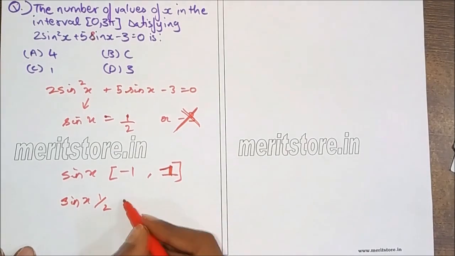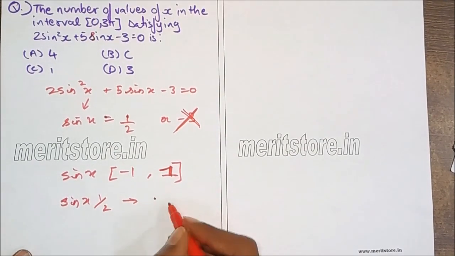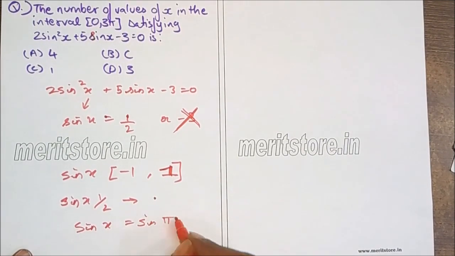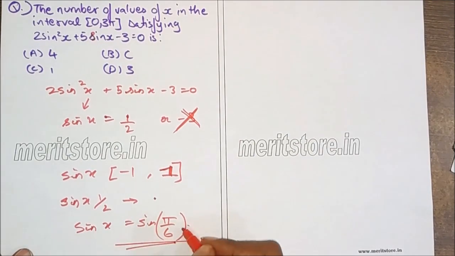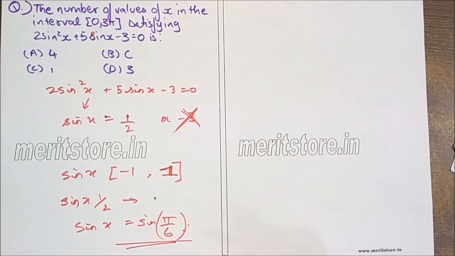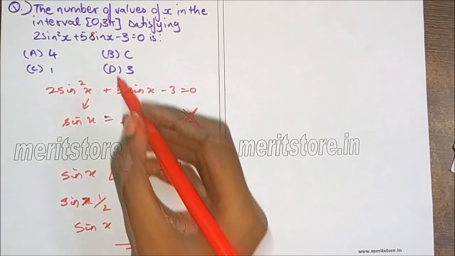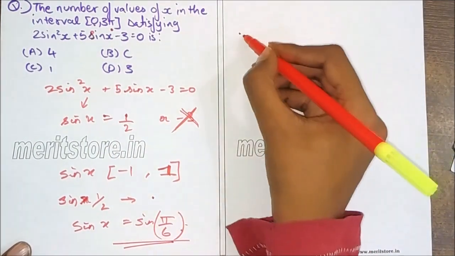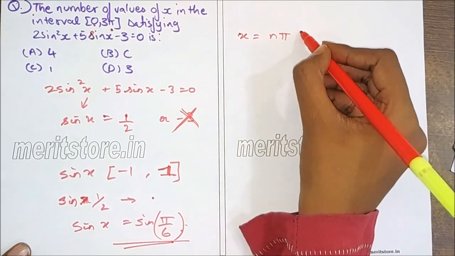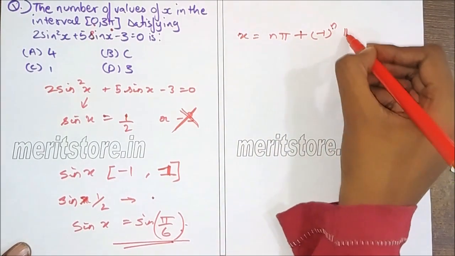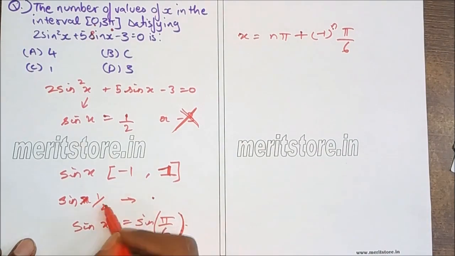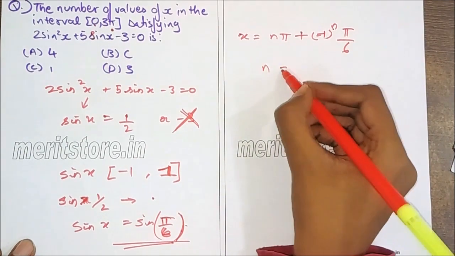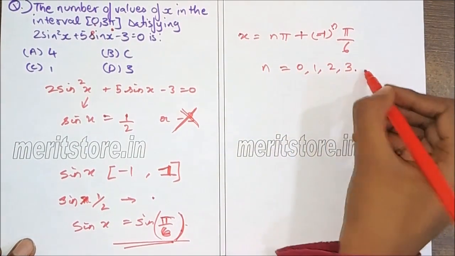So sin x is half. So when sin x is half, we can say sin x is equal to sin pi by 6. This is a standard value for pi by 6. We have to find the general values of x such that it is greater than 0 and less than 3 pi. So the general expression for x is x equals n pi plus minus 1 raised to n into pi by 6, since this is the starting value of sin x, that is pi by 6. So now we put n equals 0, 1, 2, 3 and so on.